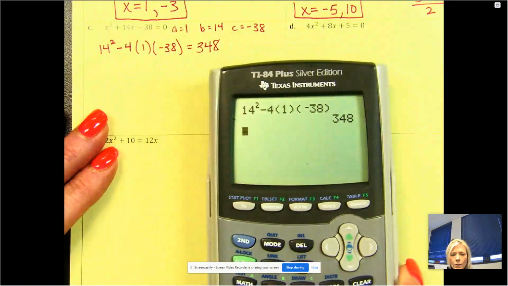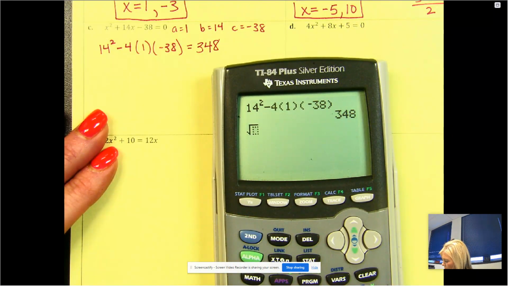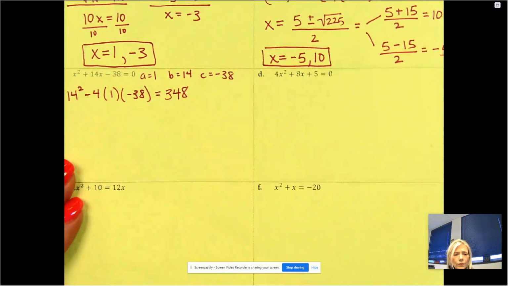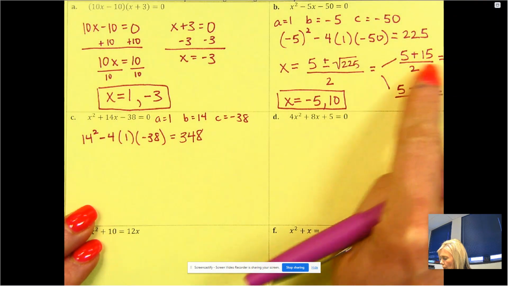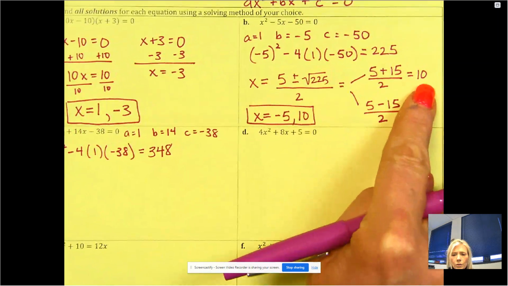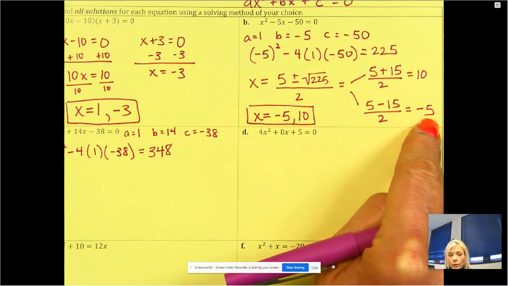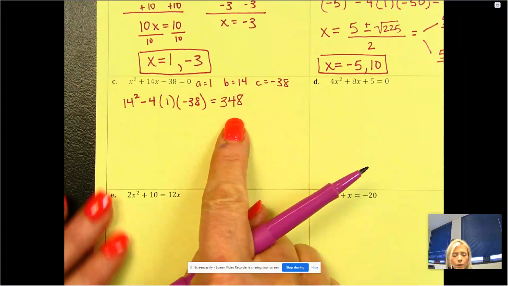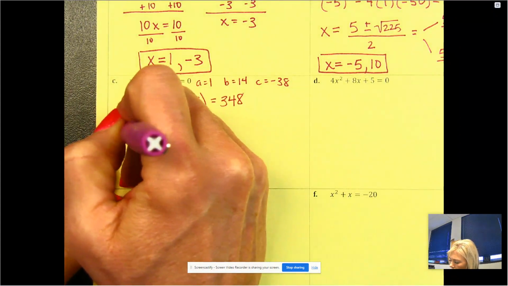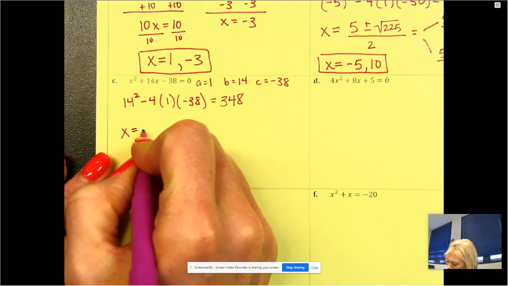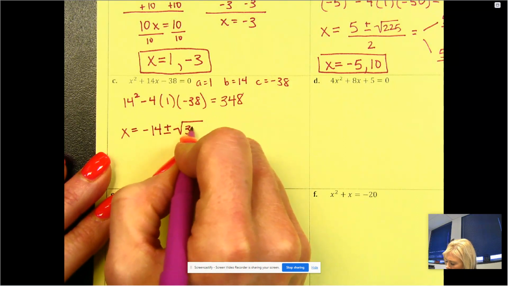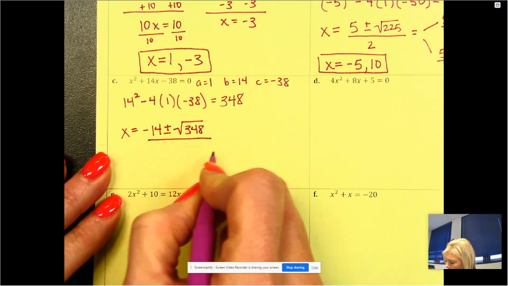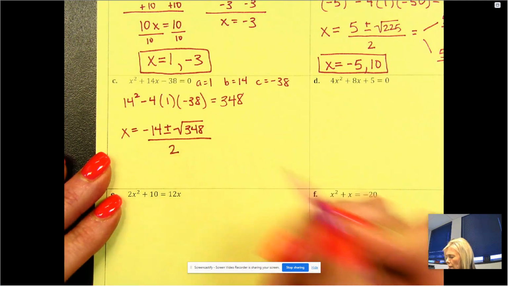And then I always just double check the square root of 348. Not a whole number, so I'm going to finish this one differently than I did this one, because here I got a whole number, so I evaluate all the way to single numerical values. Not a whole number, we address that differently. So x equals negative b, negative 14, plus or minus the square root of 348 divided by 2a. 2 times 1 is 2.